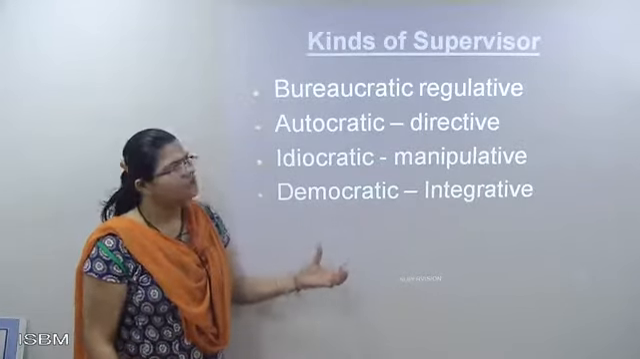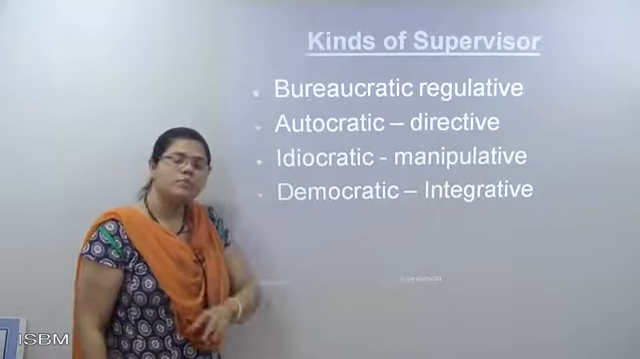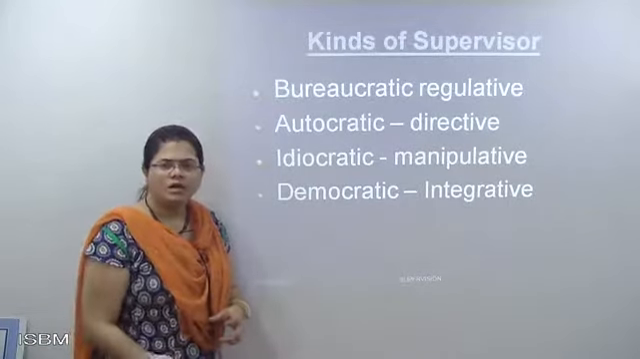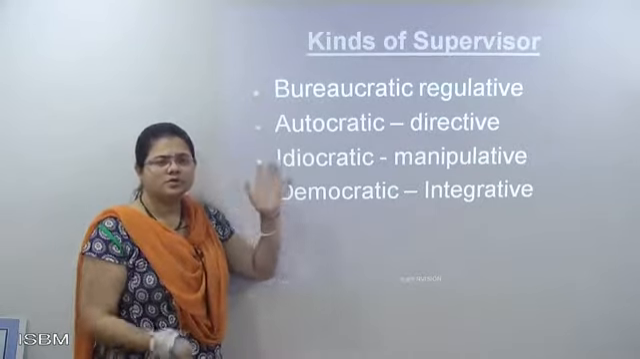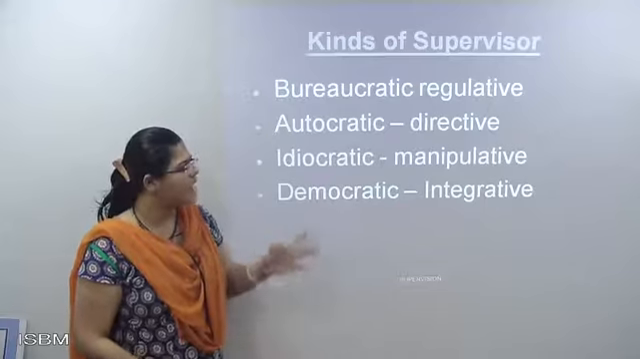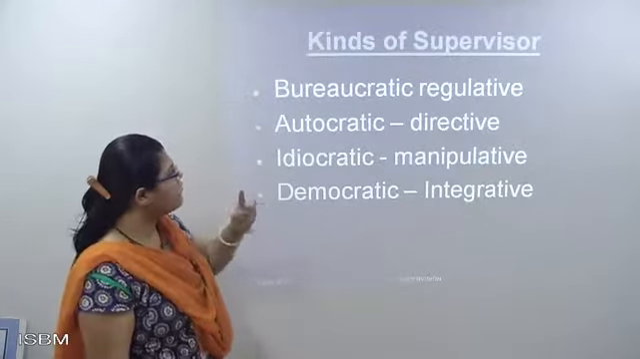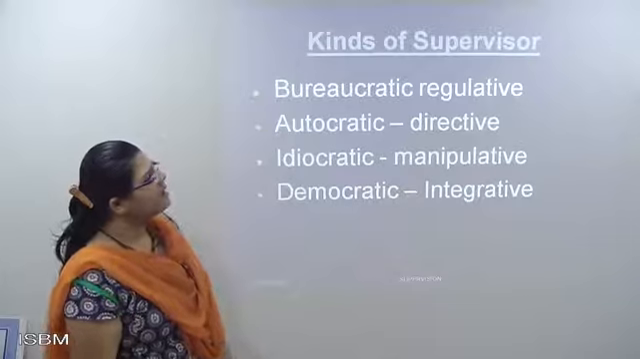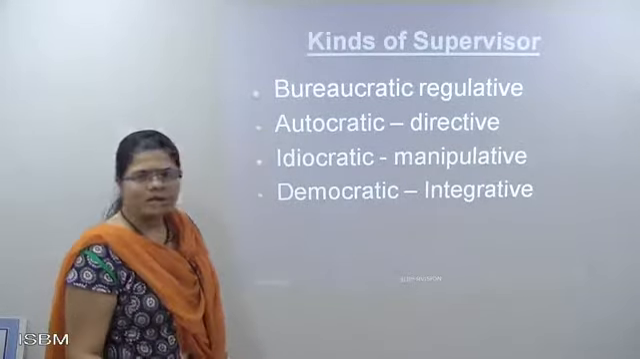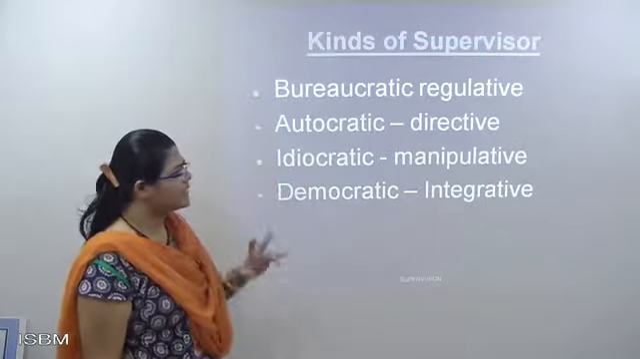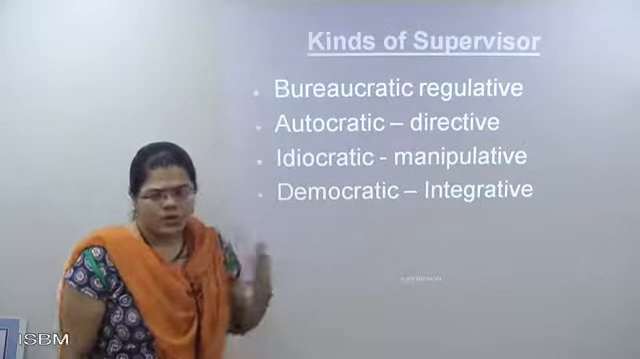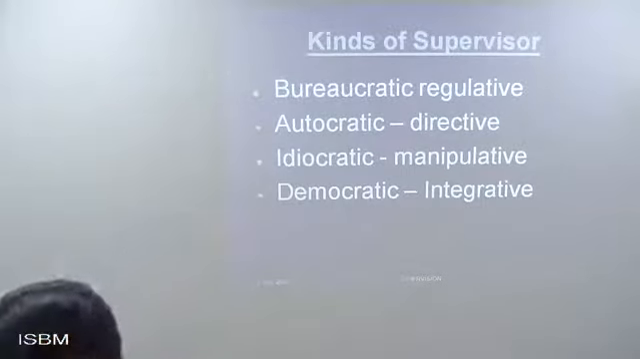That part of leadership quality should be there in the supervisors, and from this supervisor he will come out with new ideas. Whatever principles we have learned previously, he will have that part of the idea. What are the different types here? Bureaucratic, that is the regulatory way. Autocratic, that is the directive way. Idiocratic, that is manipulative. Democratic, that is integrative. Okay, we'll go into the different ones, so at least you'll get an idea.